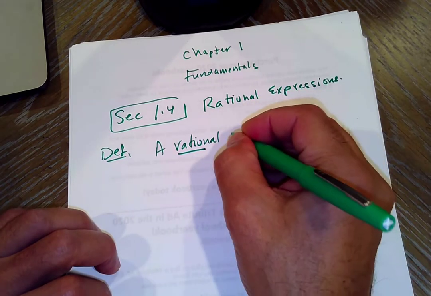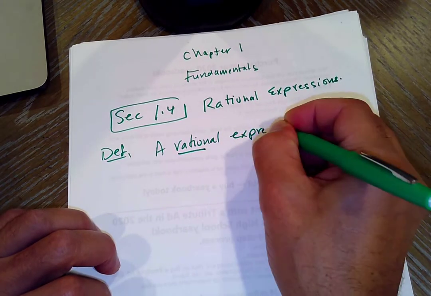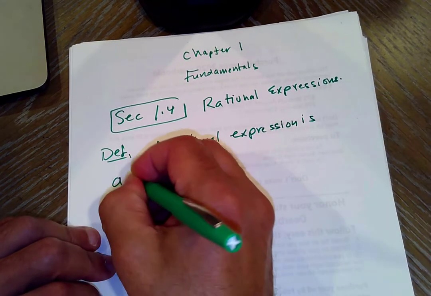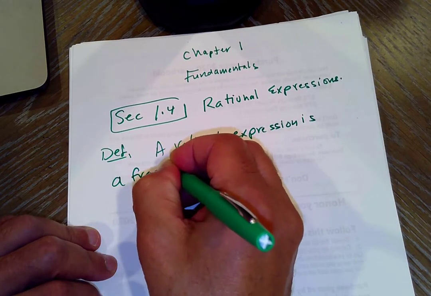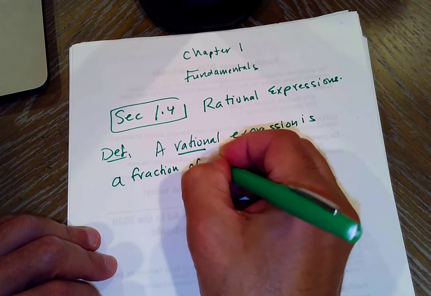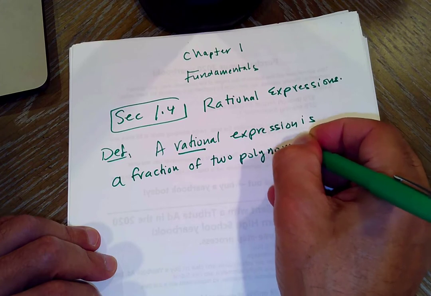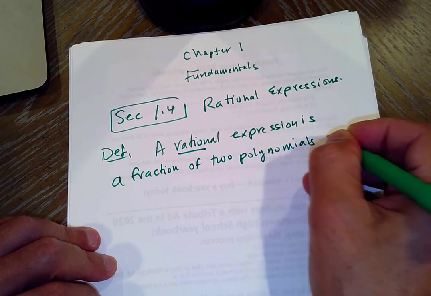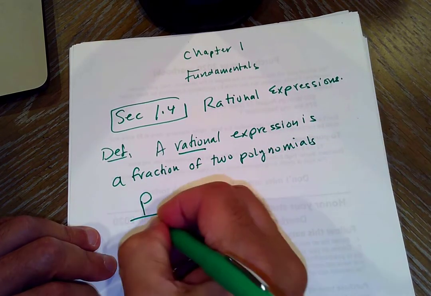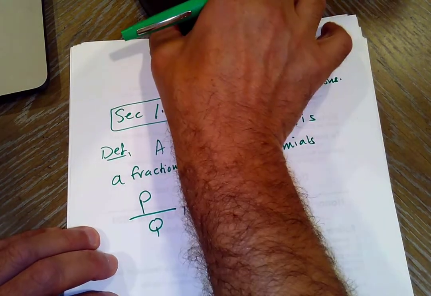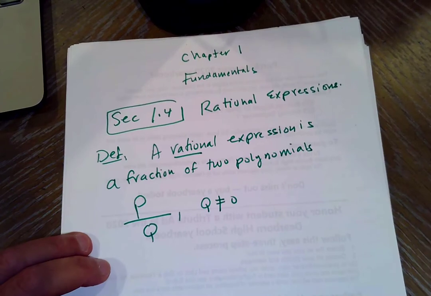So when we say rational expressions, it's a fraction of two polynomials. So when you divide two polynomials, you get what we call a rational expression, as long as you don't divide by 0. So p over q, where q is not 0.